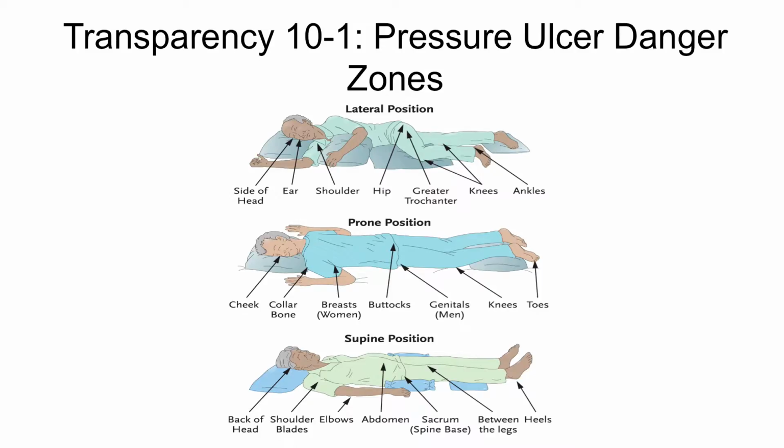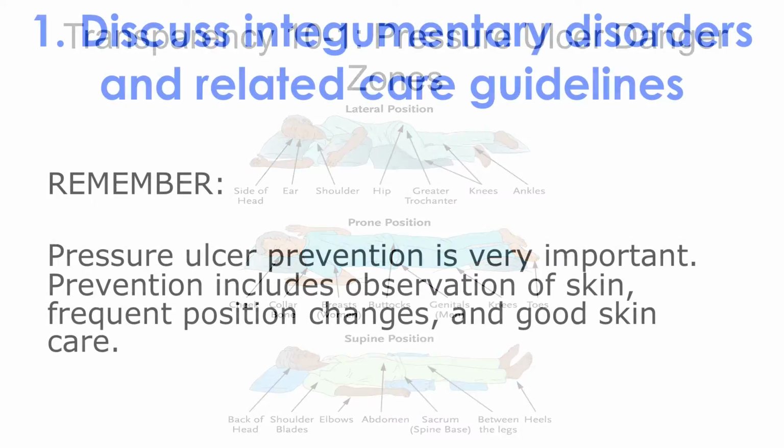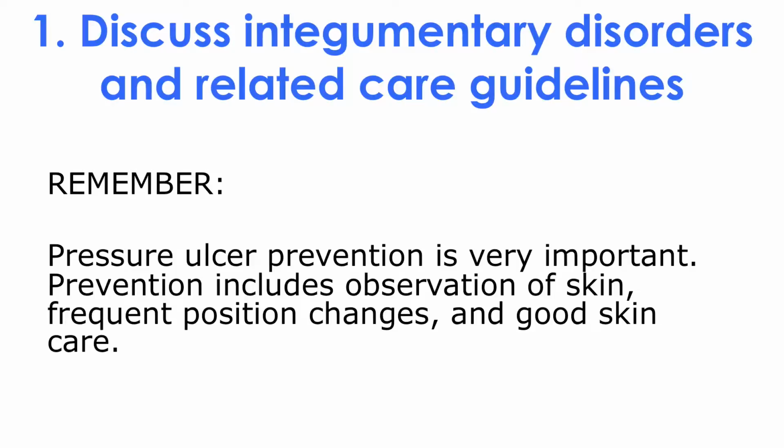If you are lying on your stomach, then of course your cheek, the collarbone, the breasts if you're a female, buttocks area, genitals, knees, as well as toes. Now for supine positions, that's the back of the head, the shoulders, the elbows, the abdomen, the sacrum, as well as between the heels of the legs. All right, you remember that pressure ulcer prevention is very important, and prevention includes observation of the skin, frequent position changes, and good skin care.